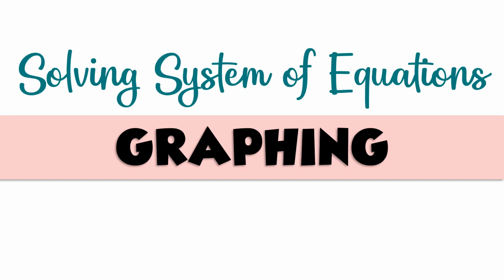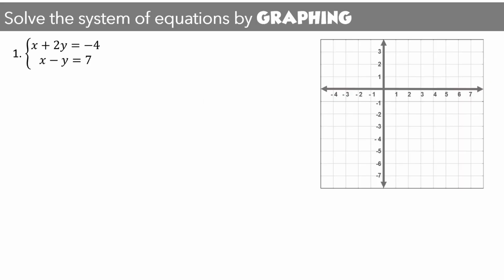Now let us proceed in solving system of linear equations by graphing. To graph these two equations, we have to get the x and y intercept of each. X-intercept is the point where the line crosses the x-axis, and y-intercept is the point where the line crosses the y-axis. To get the x-intercept, the value of y must be 0. Same goes with the y-intercept. X must be equal to 0.